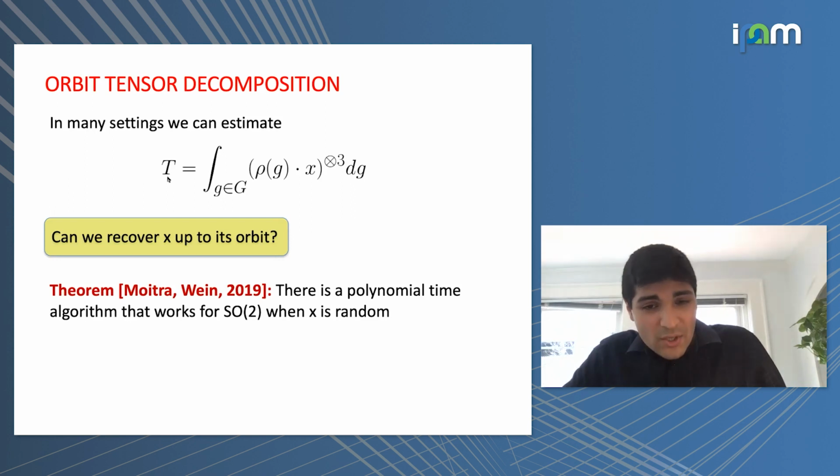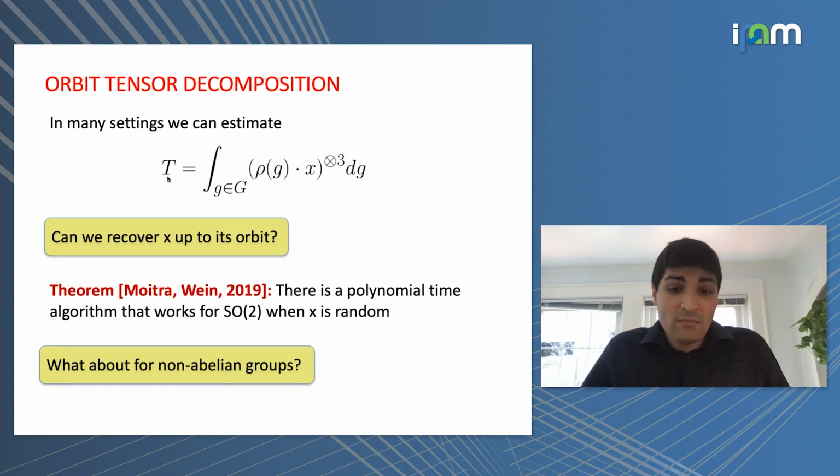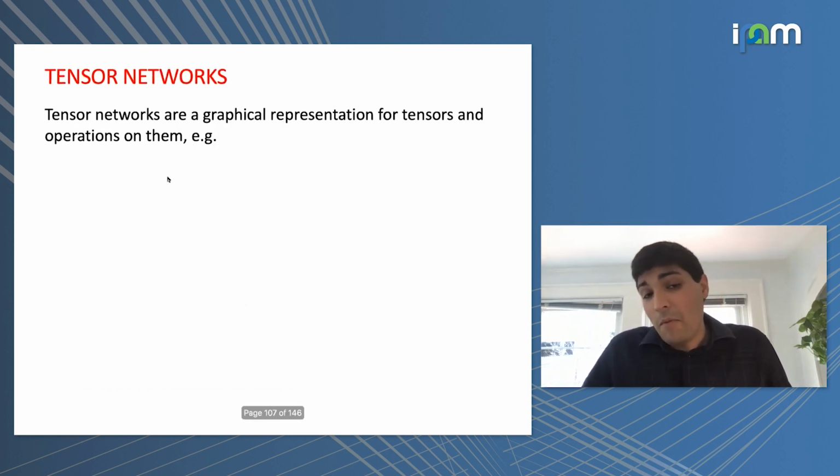except for one tiny little result in here, which is that Alex Wein and I showed about 2 years ago that there's a polynomial time algorithm that works when X is random for the continuous group SO2. So that covers things like this continuous multi-reference alignment. And we don't really understand what to do for non-abelian groups. I have some thoughts, but haven't been able to do it.